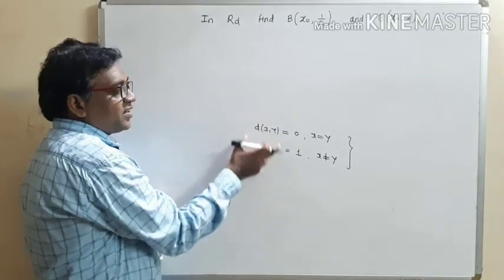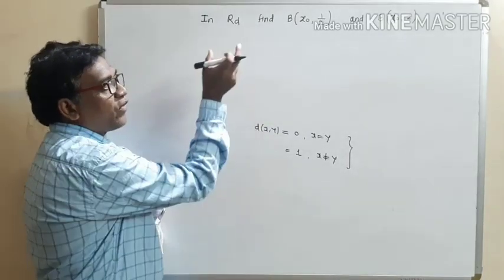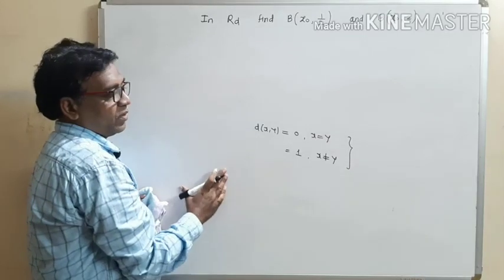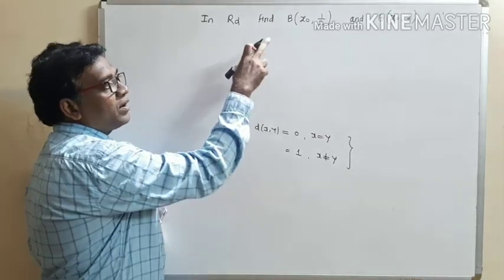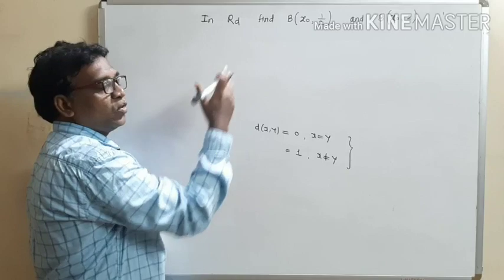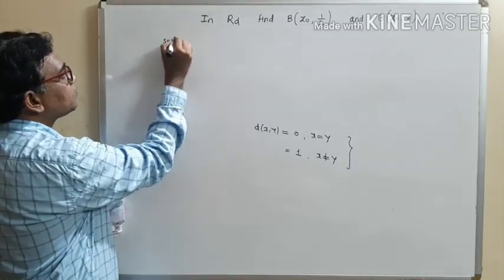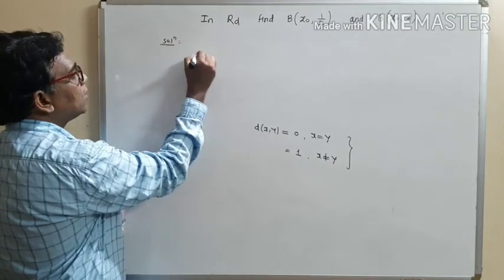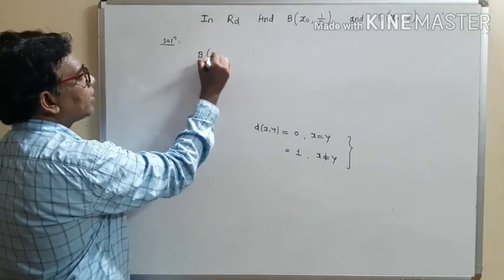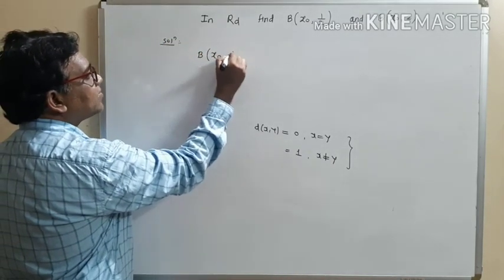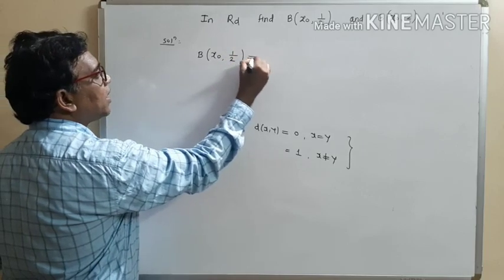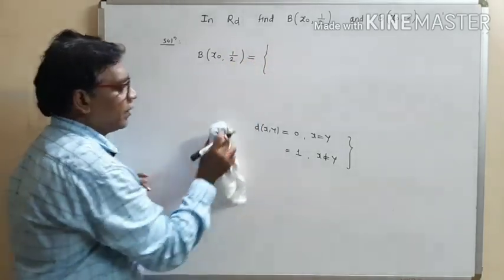Now in the discrete metric space, we want to find this open sphere. First of all, find the open sphere B(x0, 1/2). So write down the solution. B with center at x0 and radius 1/2 is given by.